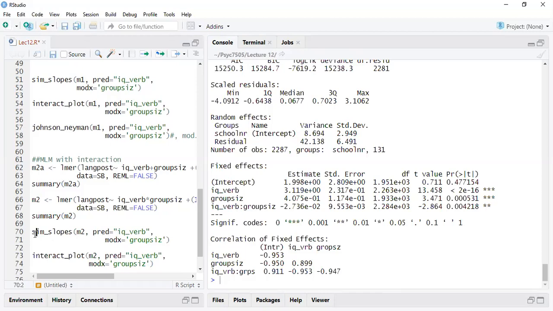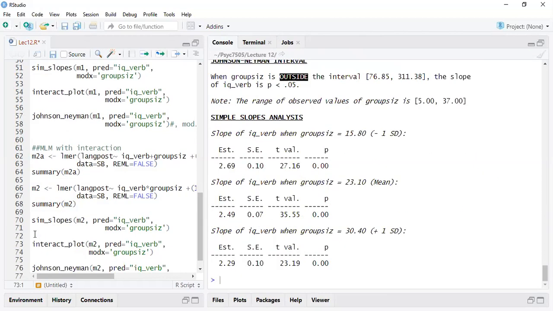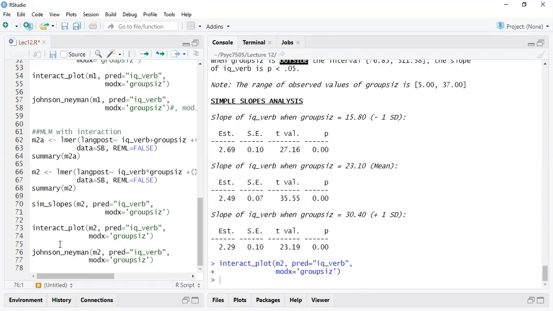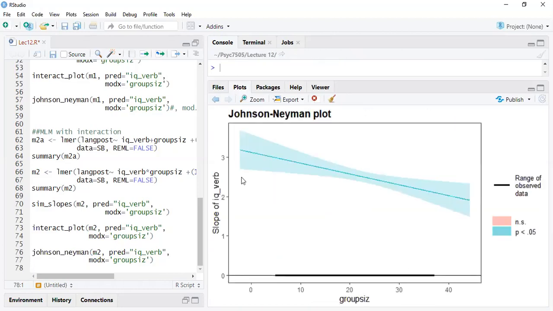sim_slopes is smart enough to say that, okay, this is the result from a model you fit with lmer instead of one you fit with regression, but it plots and probes them the same way. So for M2, it gives us our Johnson-Neyman interval, same interpretation. It gives us our simple slopes at the mean plus or minus 1 standard deviation. We get the same plot of our interaction. And we can also get that Johnson-Neyman plot that we saw before.